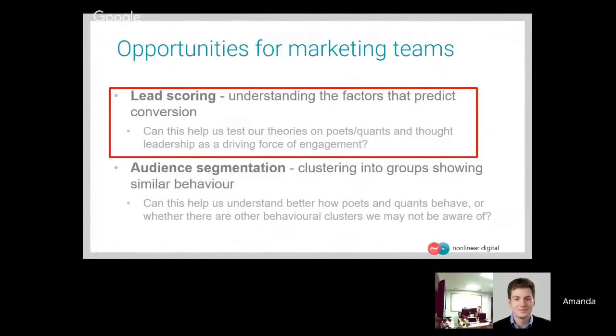So lead scoring is a common mechanism used in marketing. We felt that something that helped us understand the factors that predict conversion would be useful in helping us test our theories on poets and quants.